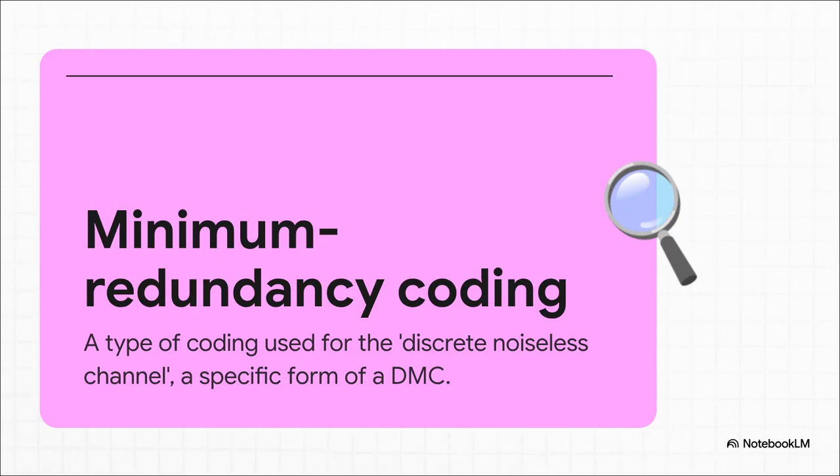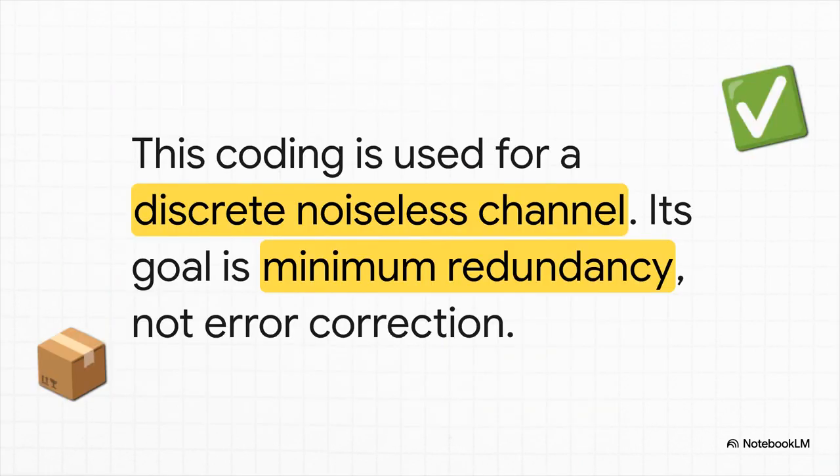The tool for this job is called minimum redundancy coding. And notice the key difference here. It has 0 error correction capability. It doesn't need it. Its one and only job is to represent information using the absolute fewest number of bits it possibly can. You can think of this like data compression, kind of like a zip file. On a discrete, noiseless channel, you don't waste any bits on protecting the message because there's nothing to protect it from. Every single bit is dedicated to one thing, making that message as small and efficient as humanly possible.